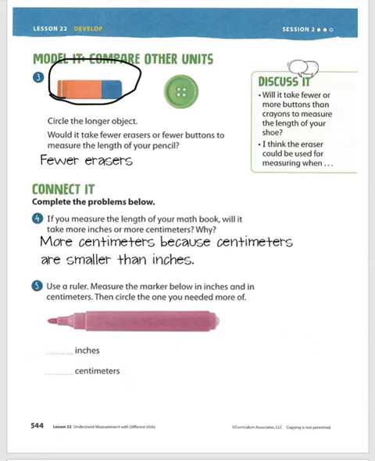Pause it, go do it. You can figure it out. It's what? It's 4. And how many centimeters is it closest to? Pause it. 10. I hope you didn't cheat. Go try and measure it.